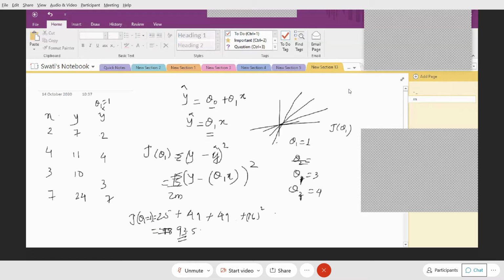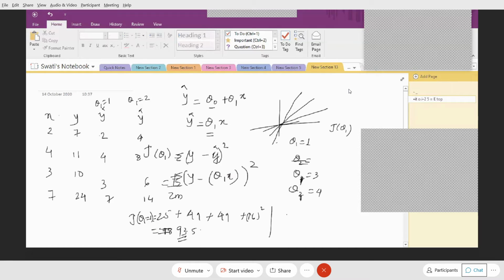Now you have another case, when your theta 1 is equal to 2. What is going to be your y cap? The y cap is going to be 2 2s are 4, so you'll get 4, 4 2s are 8, 3 2s are 6, and 7 2s are 14, and you find out the difference. What do you get? 7 minus 4 is 3.